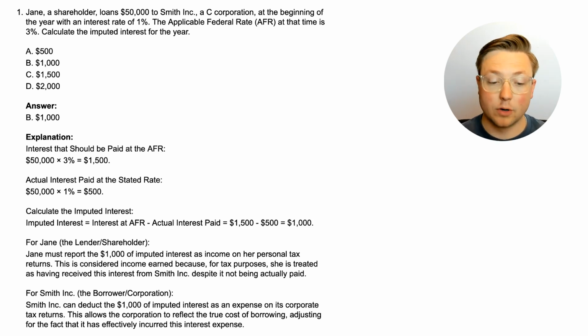And for the borrower, or in this case Smith Inc., they can deduct the $1,000 of imputed interest as an expense on its corporate tax returns. This allows the corporation to reflect the true cost of borrowing, adjusting for the fact that it has effectively incurred this interest expense. Basically, imputed interest for the lender means that they should have received that money, so even if they didn't, the IRS is going to tax the lender as if they had received that additional interest. And for the borrower, they are going to be able to deduct the interest as if they had actually paid it. So that's the basics of imputed interest.